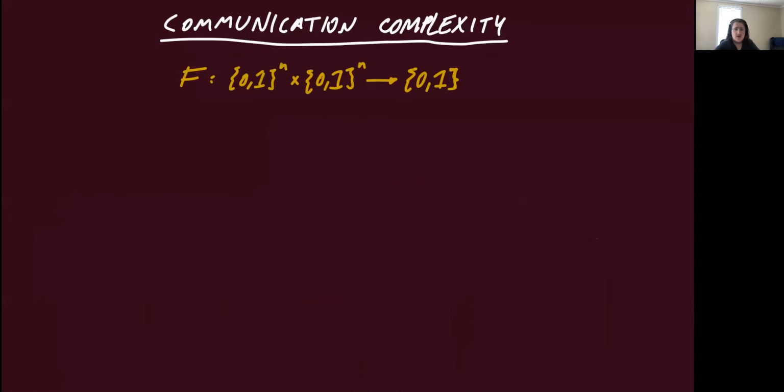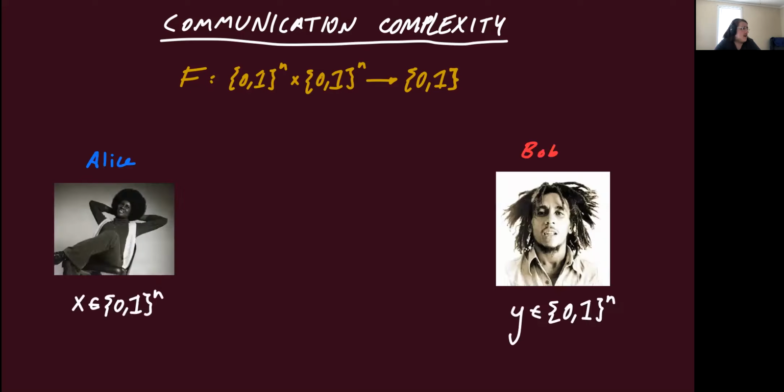Okay, so the starting point for this talk is communication complexity, and I'll give a simple setup for communication complexity that we're interested in here. So we start with a function F, big F, from two n-bit strings to a single bit. And we have two parties, Alice and Bob, and Alice has a string X, Bob has a string Y, and their goal is to compute F by communicating bits.